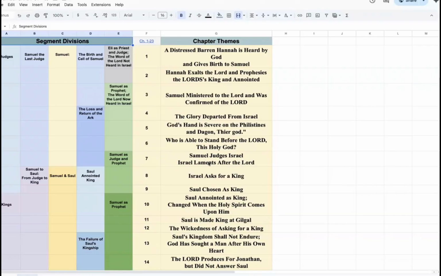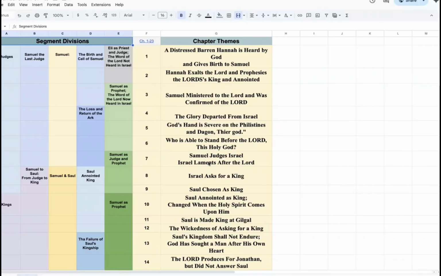But then we get into 1 Samuel, so we're really hitting Joshua, Judges, Ruth, and 1 Samuel, our historical books. With 1 Samuel, we went from the period of the judges to the period of the kings. Israel rejected God as king over them.